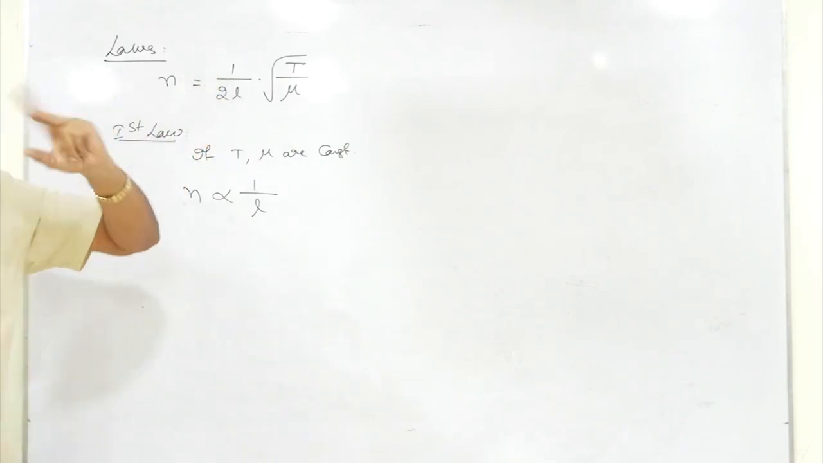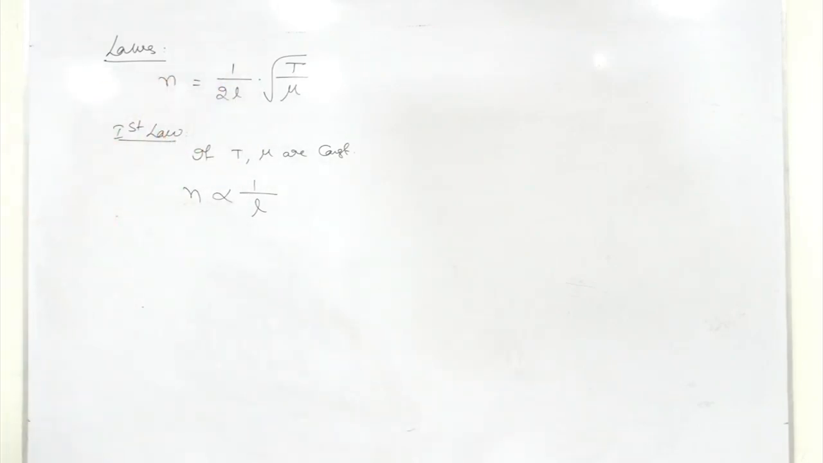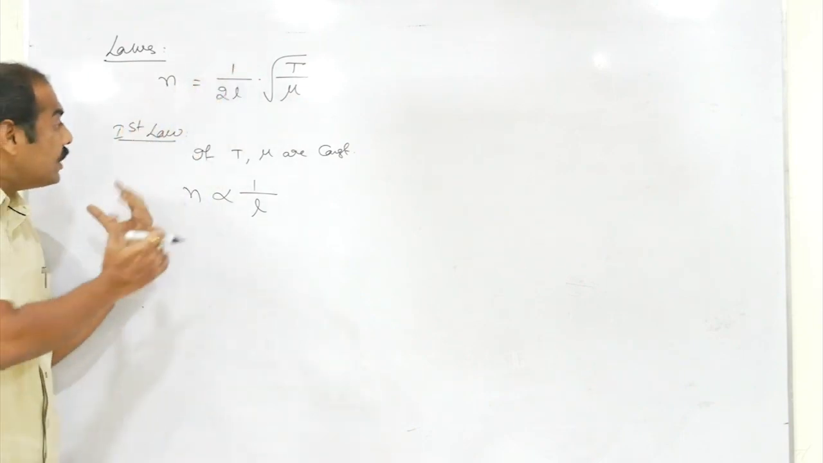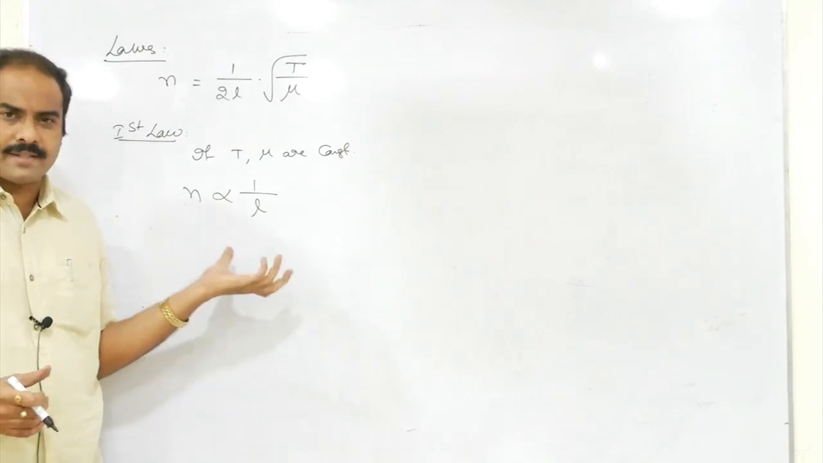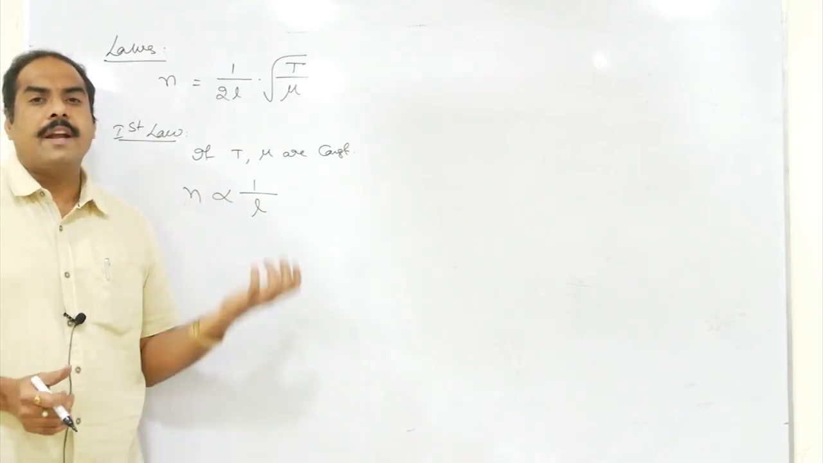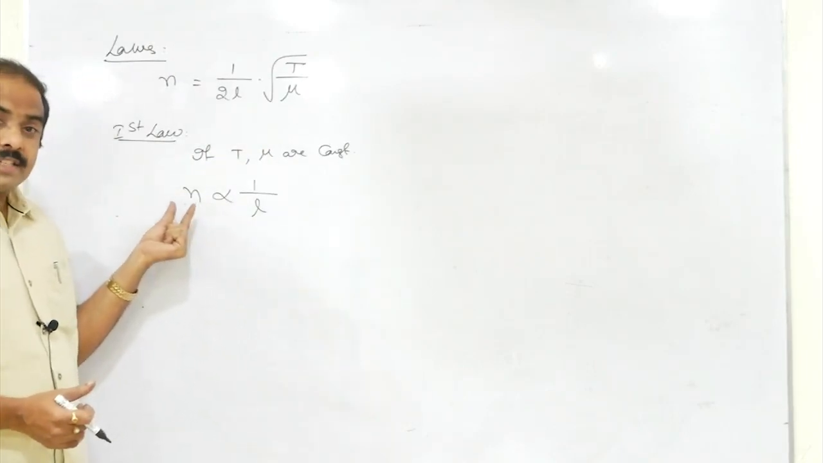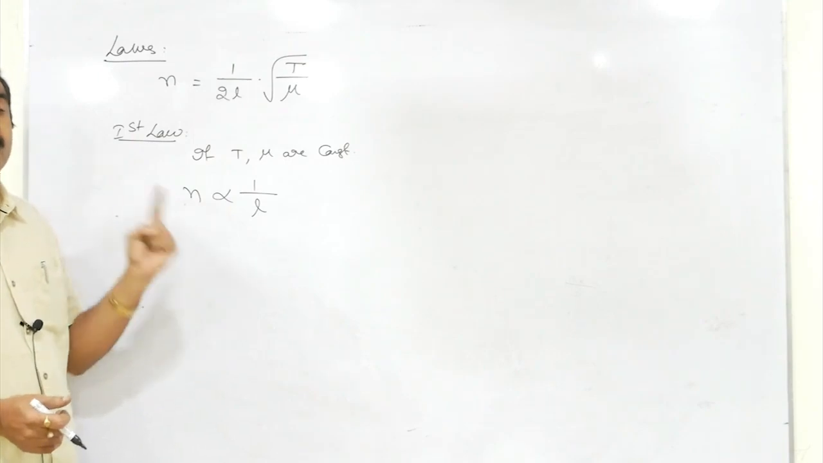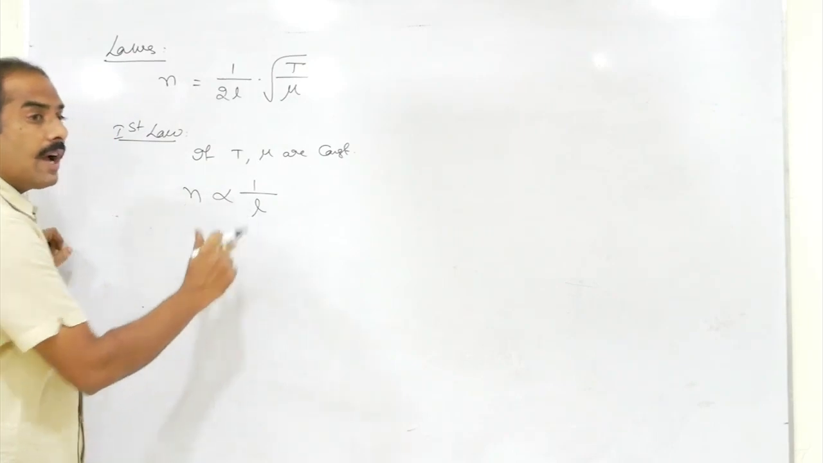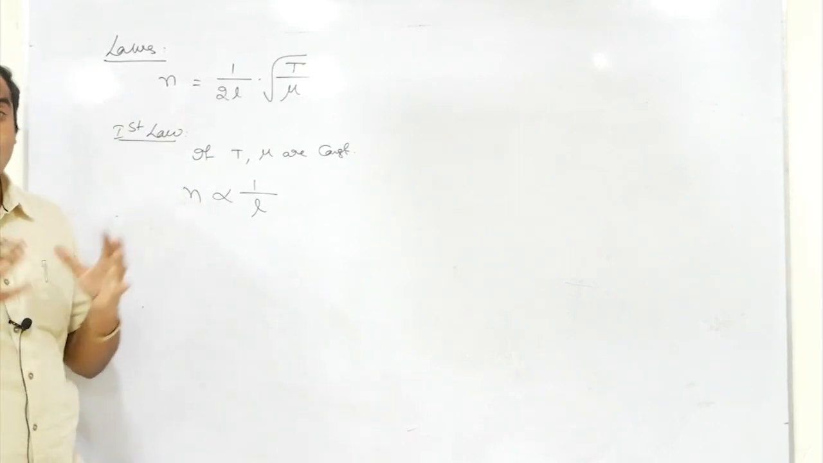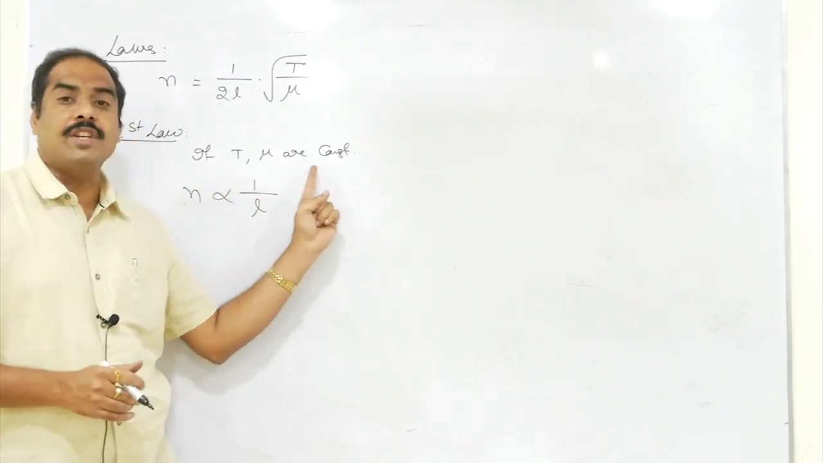If the string vibrates with 2 segments, in the place of P you can write 2. If the string vibrates with 3 segments, you can write 3. So in general, we take only one segment. While studying the laws, we write it for a first segment. The frequency of a stretched string vibrating in one segment is inversely proportional to the length or vibrating length, when tension and linear density are constant.